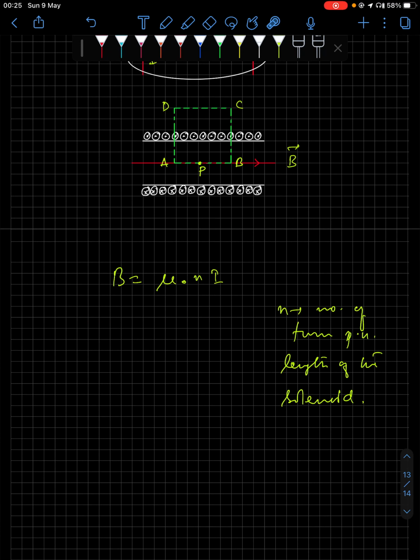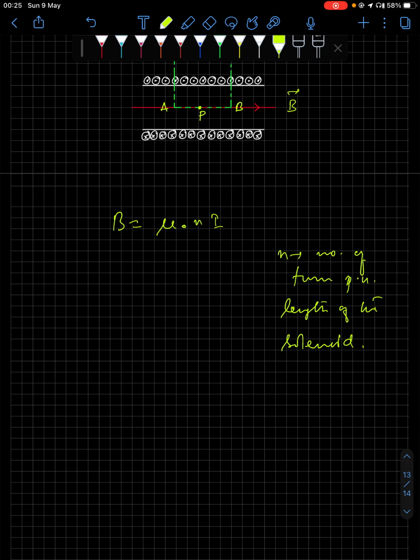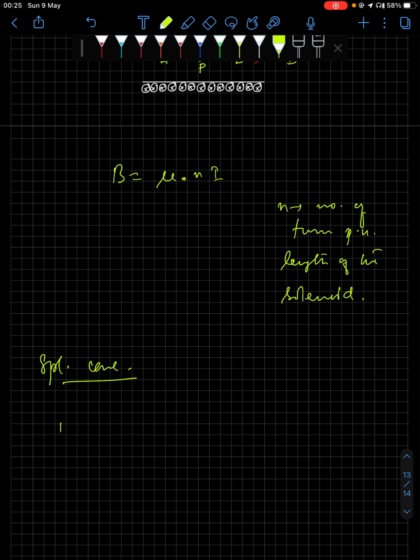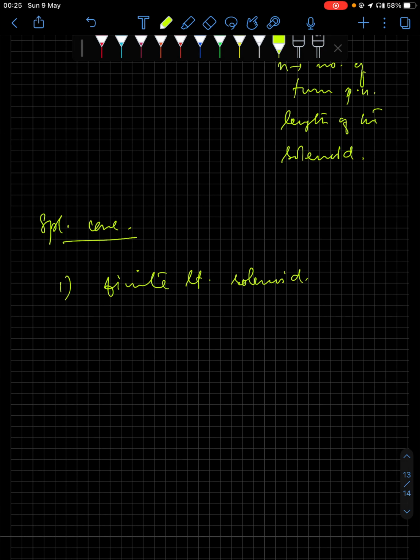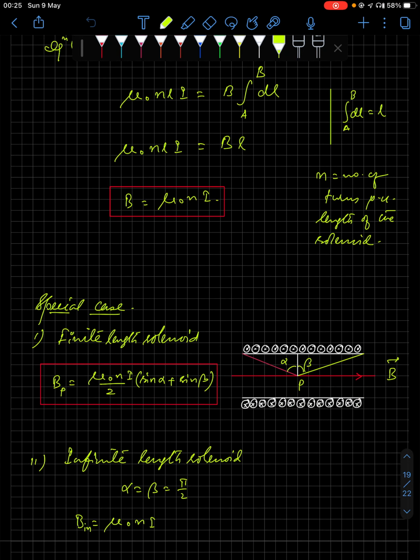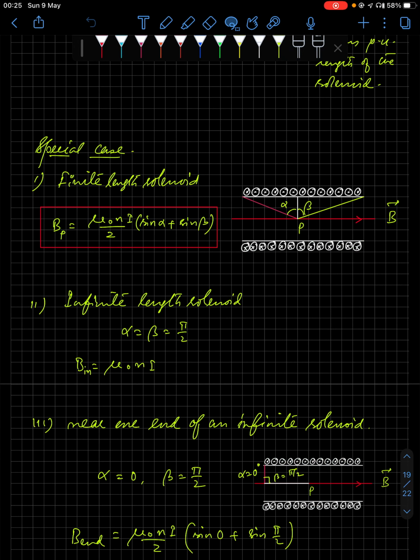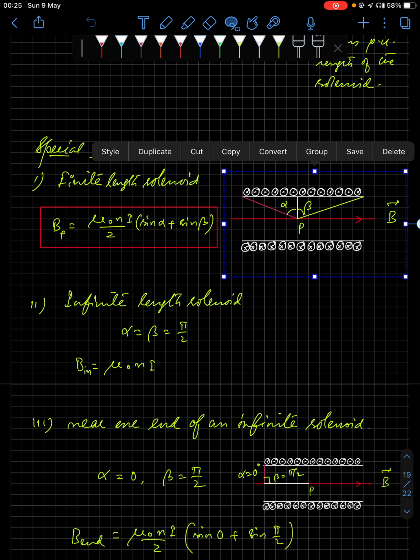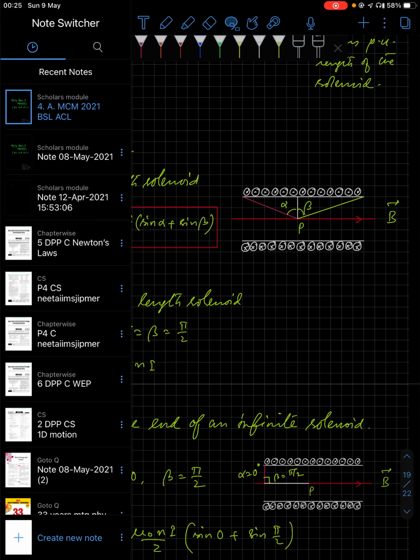So this is the relation for the magnetic field inside a solenoid. Now we have a couple of special cases. The first case is a finite length solenoid. Okay, so in case of a finite length solenoid, again I'm copying the diagram.